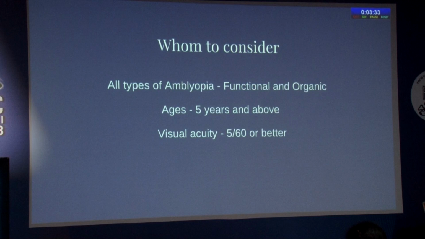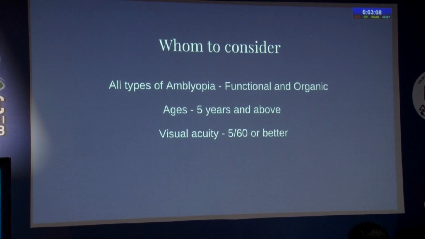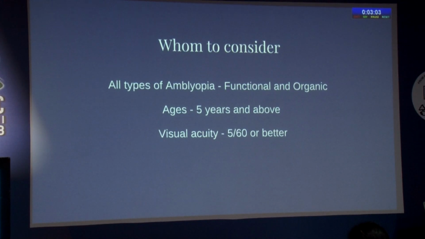Coming to whom to consider for these active vision therapies, all types of amblyopes can be considered, but the functional refractive amblyopes have a good prognosis. Some therapies do work for organic causes of amblyopia. Age groups of 5 years and above are ideal candidates. However, children as early as 4 years can be taken up if they are able to perform these software-based therapies. Visual acuity should be 5/60 or better, but some therapies do work even for lower vision patients, and they can be customized as per their needs.